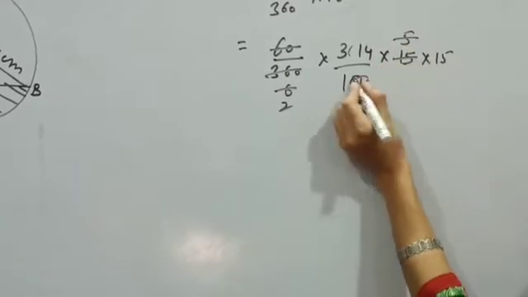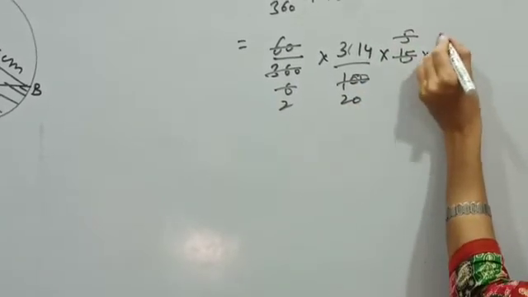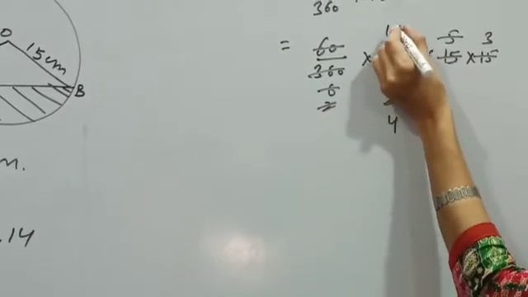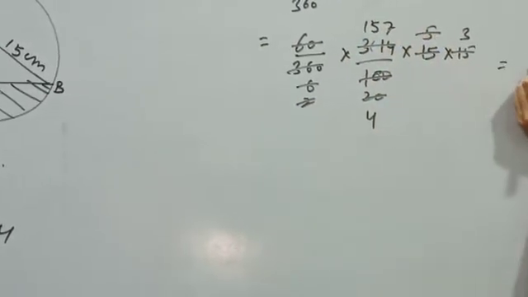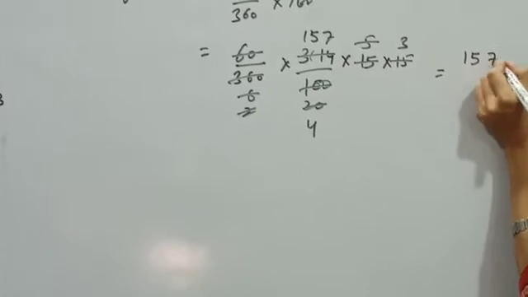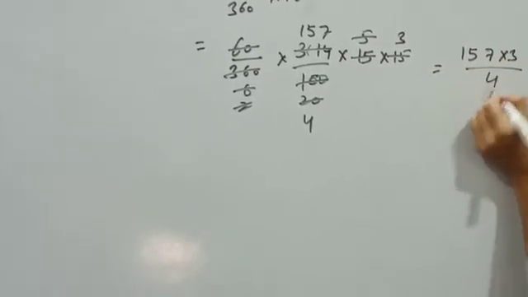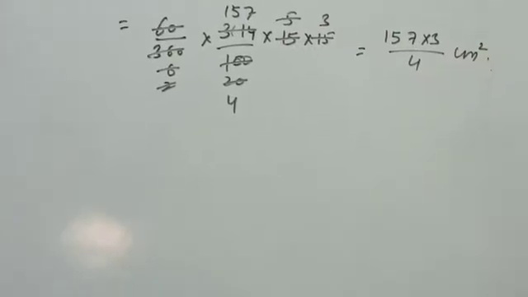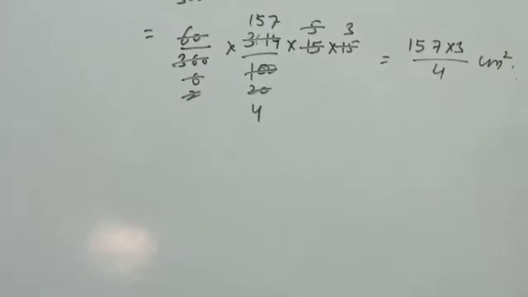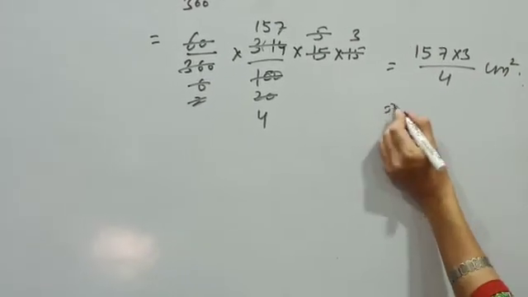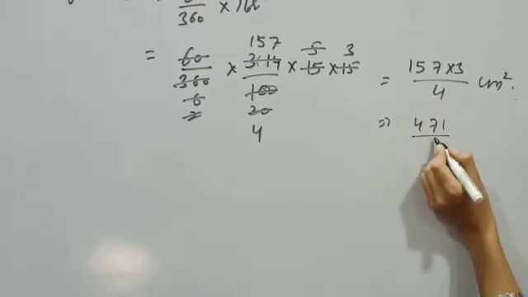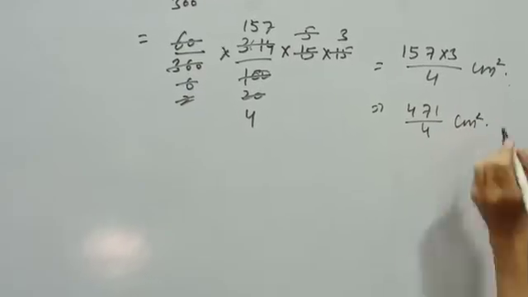Then 2, here it will be 20. Again here is 3 and 4, and 2 will cut out here, giving 157. So the remaining part is 157 into 3 upon 4, in centimeter square. Otherwise, if we do the calculation by multiplying by 3, here it will be 471 upon 4 centimeter square.